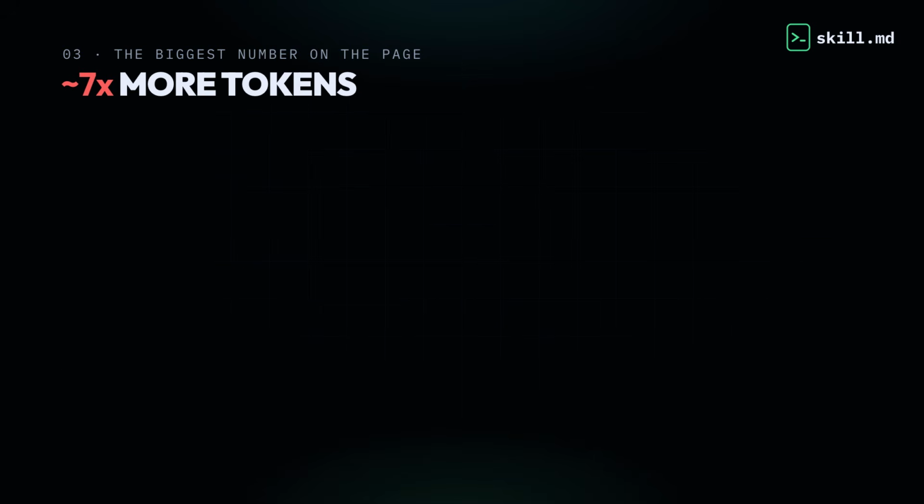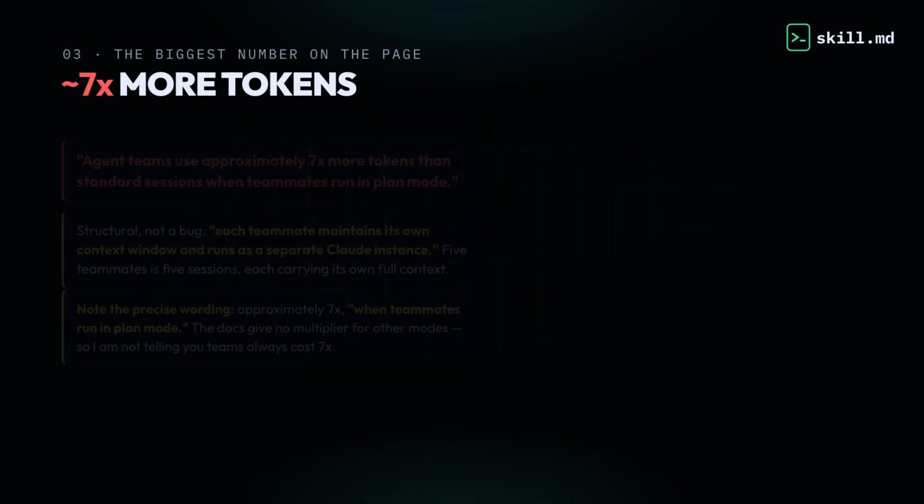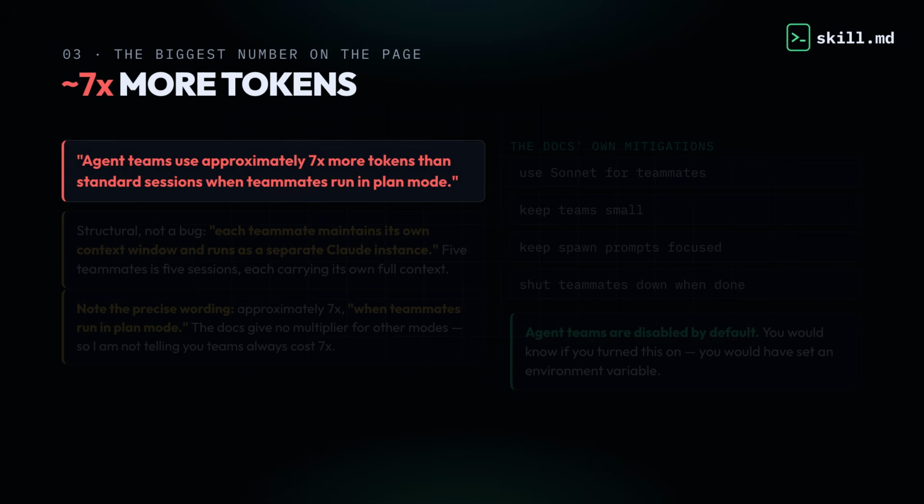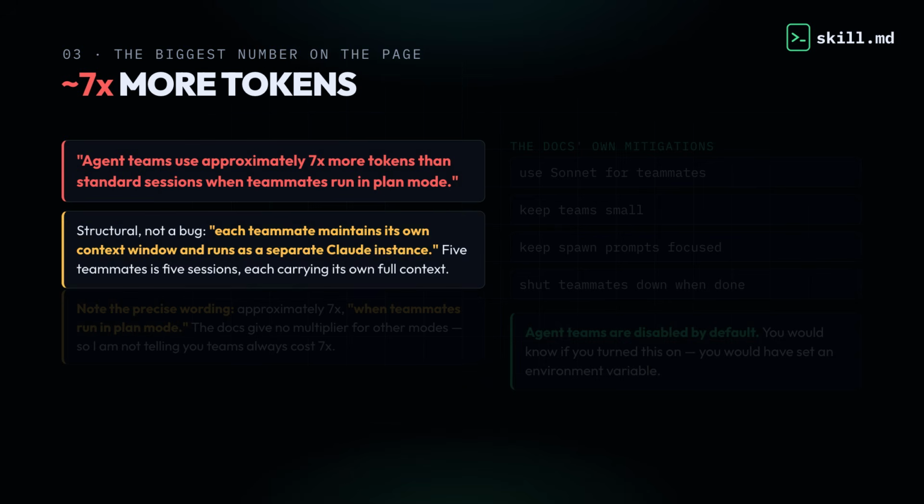Now, the biggest single number on the page, and if you use agent teams, you need it. Agent teams use approximately 7 times more tokens than standard sessions when teammates run in plan mode. 7 times. And the reason is structural, not a bug. Each teammate maintains its own context window and runs as a separate Claude instance. 5 teammates isn't one session working harder, it's 5 sessions, each carrying its own full context.